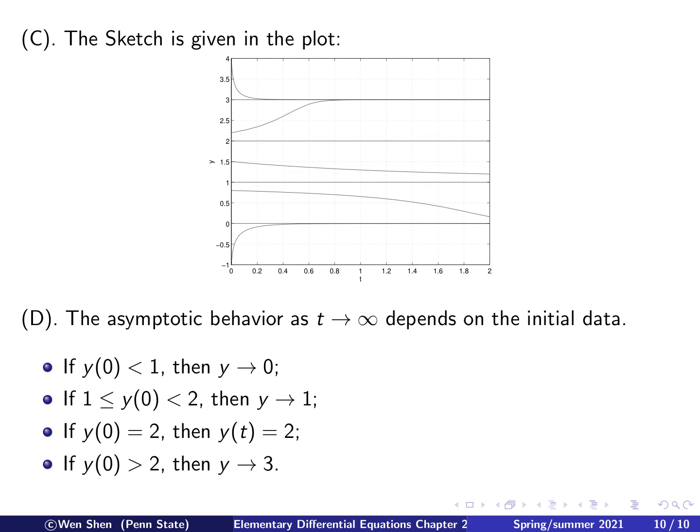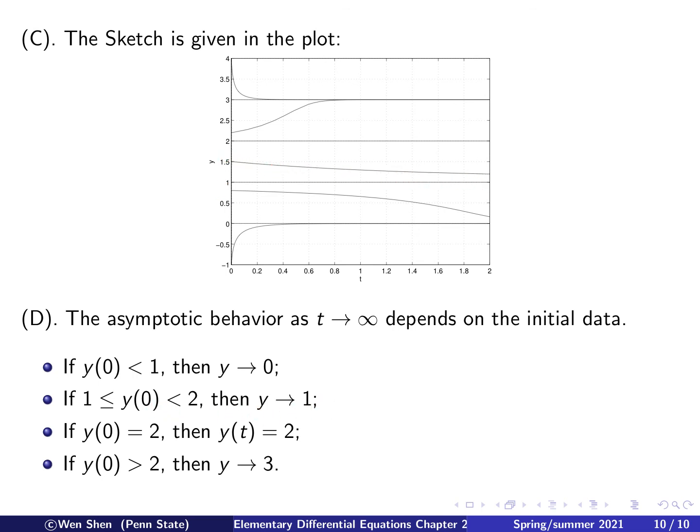Okay, so now we can give the asymptotic behavior. You can choose to discuss it interval by interval, or you can observe and lump them together in groups. So first we see that if y0 is strictly less than 1, everything approaches 0. And then if y0 is bigger than or equal to 1 but strictly less than 2, the solution approaches 1.